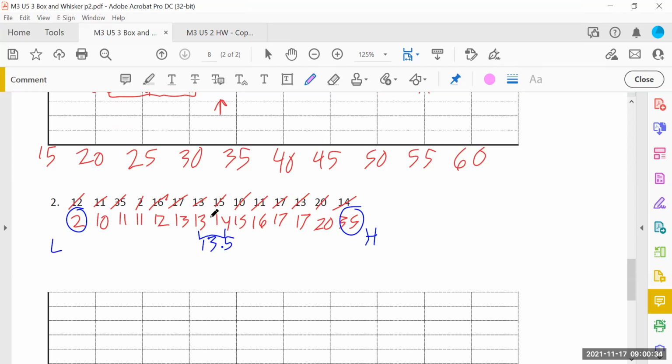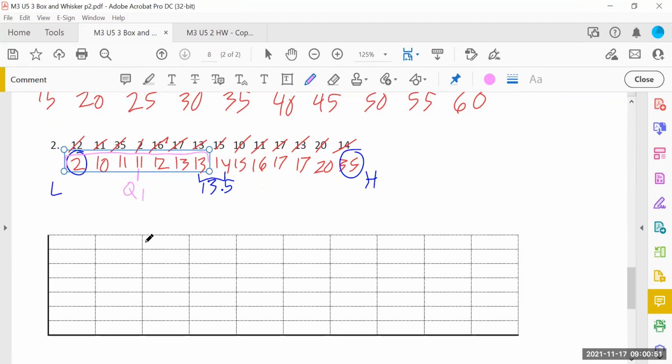Now I'm going to find, this is my bottom half of my data. 1, 2, 3, 4, 5, 6, 7. Okay, that's going to have a middle, right? 1, 2, 3, 4. That 11 right there is Q1. The upper half also has 7. So 1, 2, 3, 4. That 17 is my Q3.